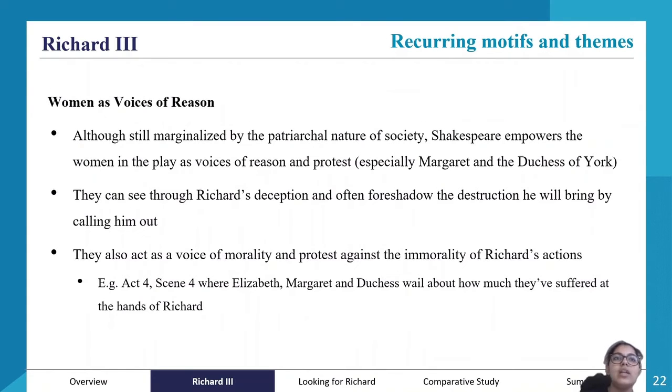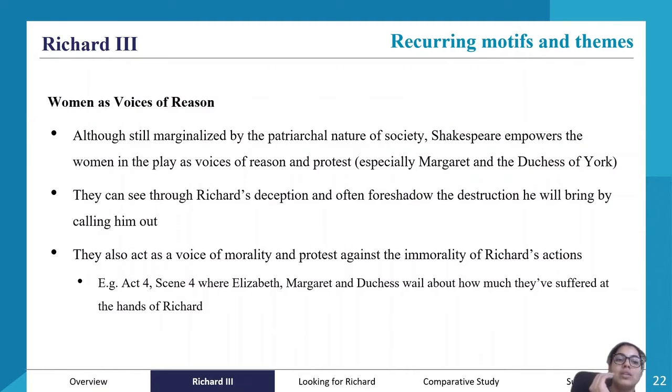So now let's talk about women as voices of reason. With both Shakespeare and Pacino, to a huge extent, women in both are marginalized. But with Shakespeare, obviously they're still marginalized by the patriarchal nature of the society. However, Shakespeare still empowers women by making them the voice of reason in this play.